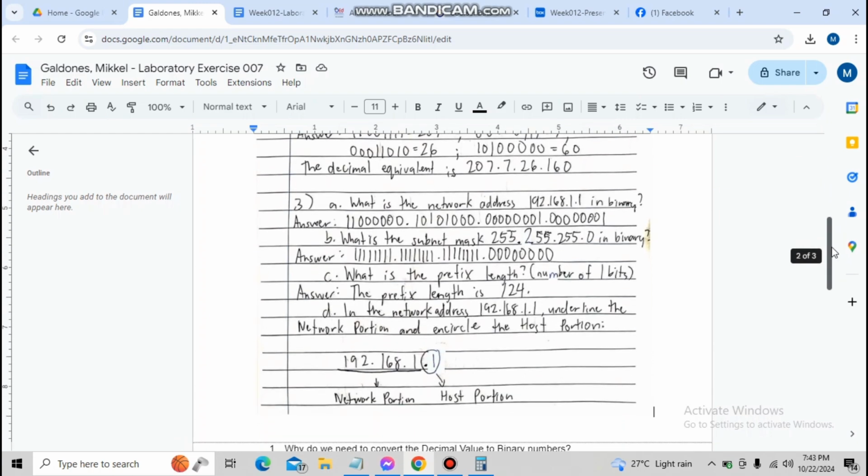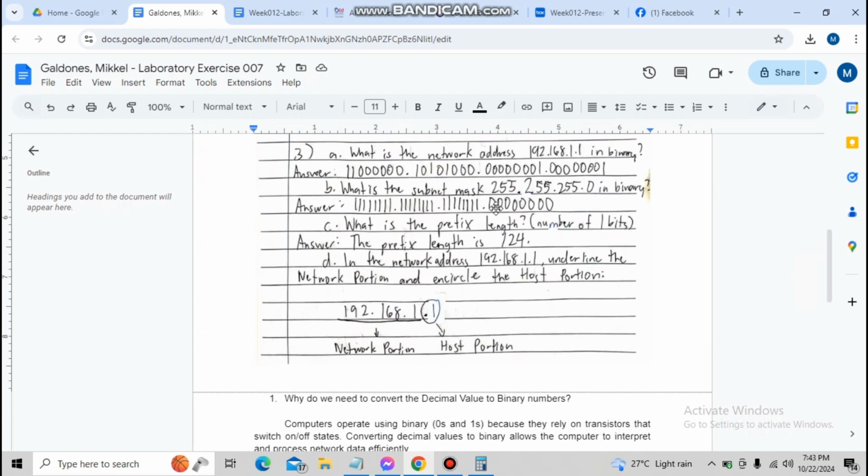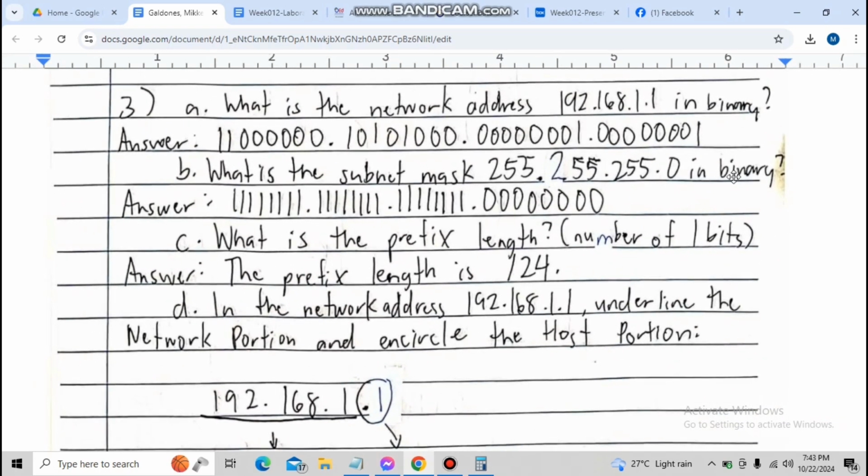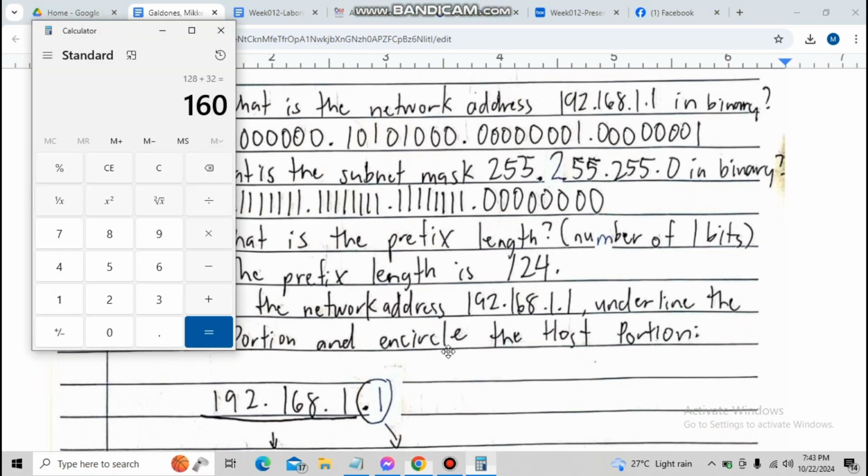is that binary number. And then the subnet mask 255.255.255.0 in binary. And the answer is basically all of these ones are available, and only the last part is 0. So why is that? Well, let us add all of the numbers.